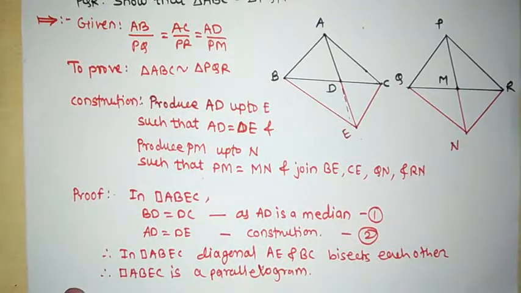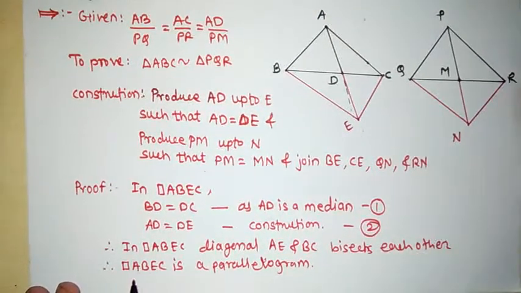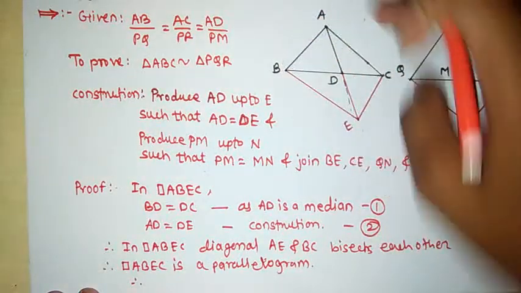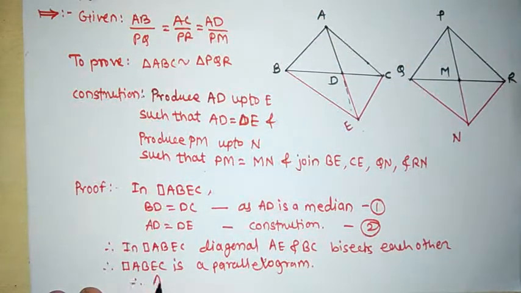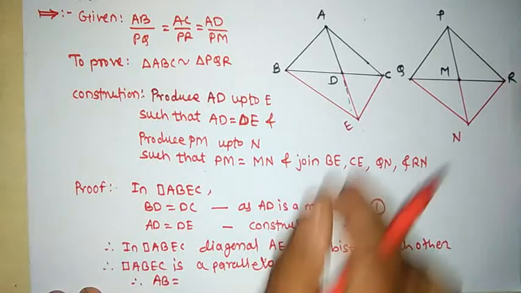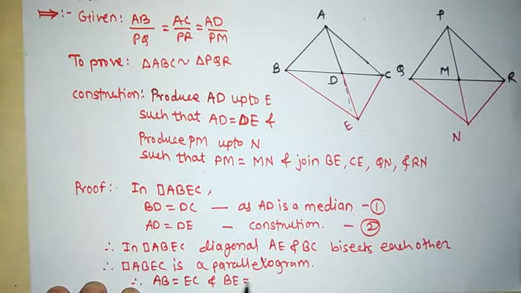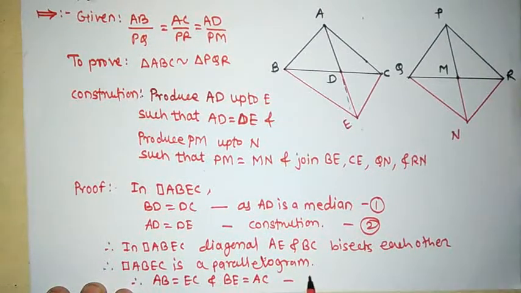Parallelogram. Therefore, can we say that if quadrilateral ABEC is a parallelogram, then side AB is equal to EC and BE is equal to AC? Yes, AB is equal to EC and BE is equal to AC, or you can say that AC is equal to BE. Mark this as equation number 3.